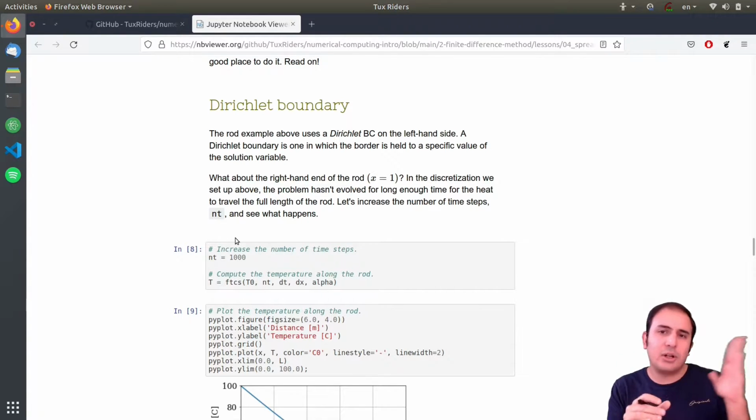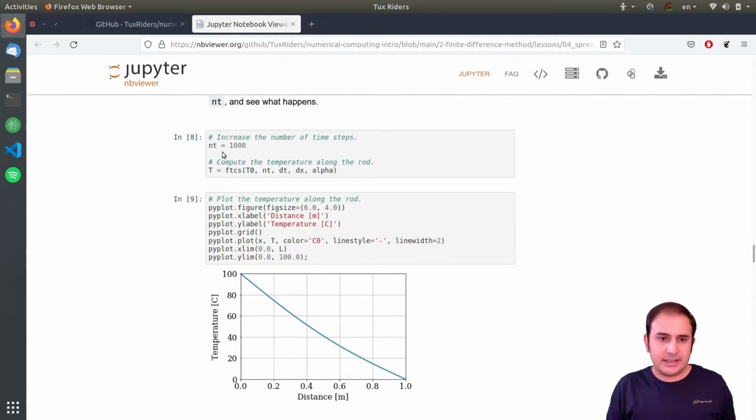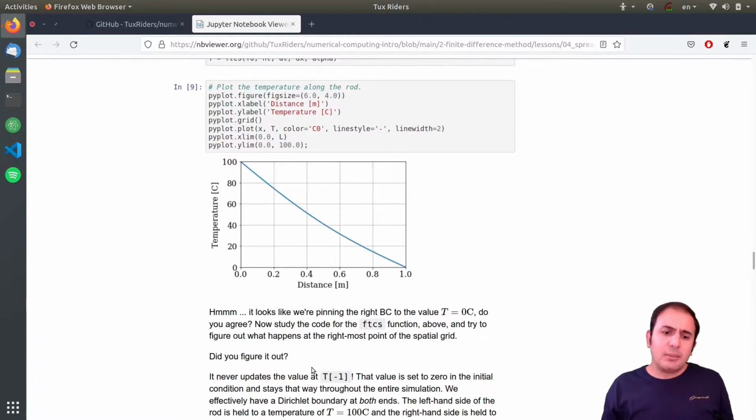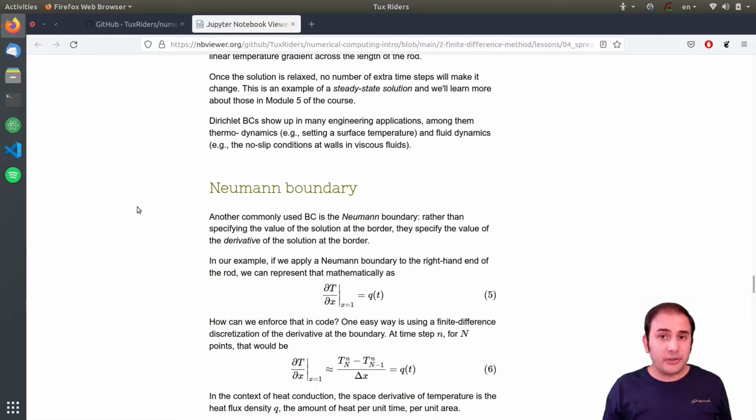Like in this case, this is 100 and 0. We know it, but at some points, let's first see how it looks in action when you solve it. So with 1,000 data time points, when we continue the simulation enough, you can see that this is a sort of linear distribution of the temperature inside the rod. But in some cases, you want to have Neumann boundary conditions.